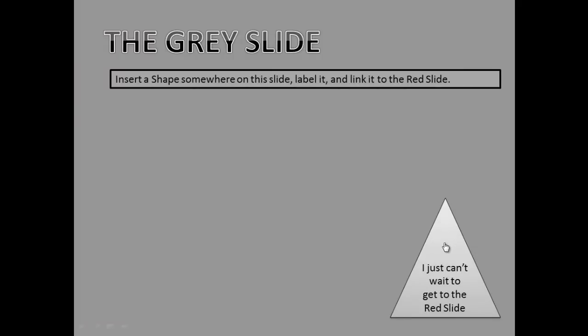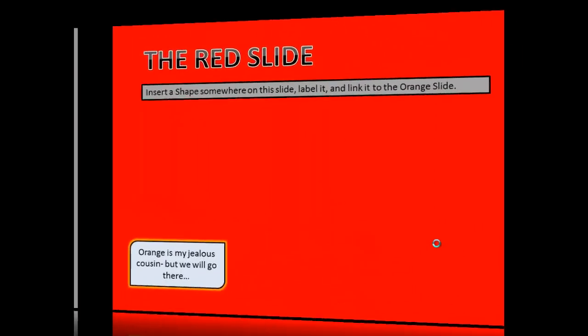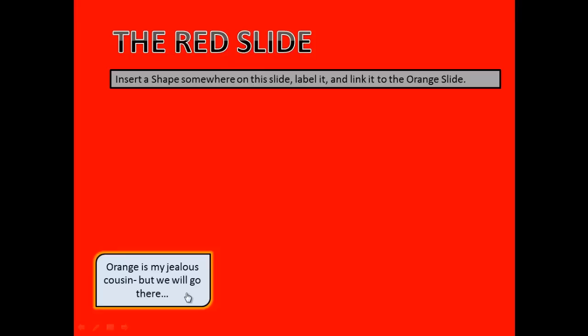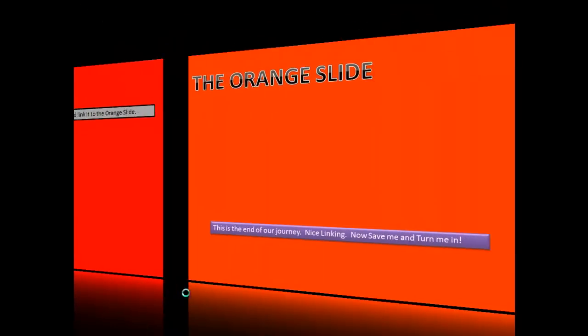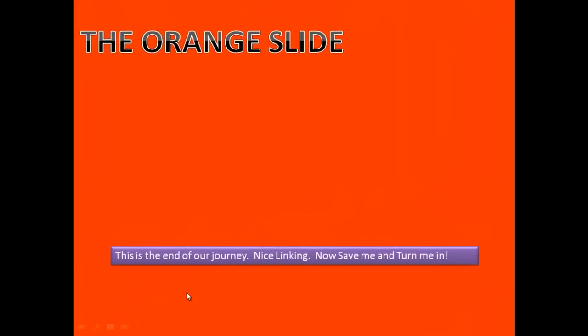The gray slide has a shape on it that should go to the red slide. Okay, and this one has a shape that should be linked to the orange slide. You can put them wherever you want. Once you get to the orange slide, you've made all of these links. It says this is the end of our journey. Nice linking. All right, so save me and turn me in.